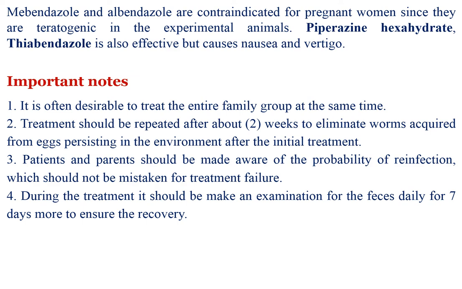Important notes. 1. It is often desirable to treat the entire family group at the same time. 2. Treatment should be repeated after about 2 weeks to eliminate worms acquired from eggs persisting in the environment after the initial treatment. 3. Patients and parents should be made aware of the probability of reinfection, which should not be mistaken for treatment failure. 4. During the treatment, an examination of the feces should be made daily for 7 more days to ensure the recovery.